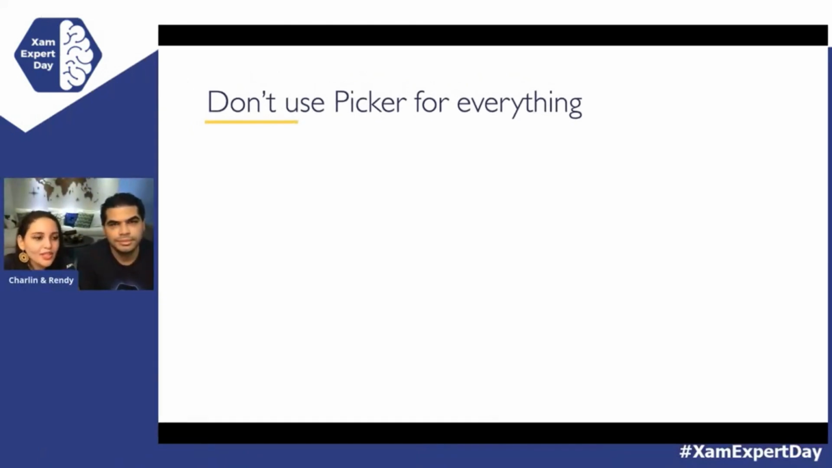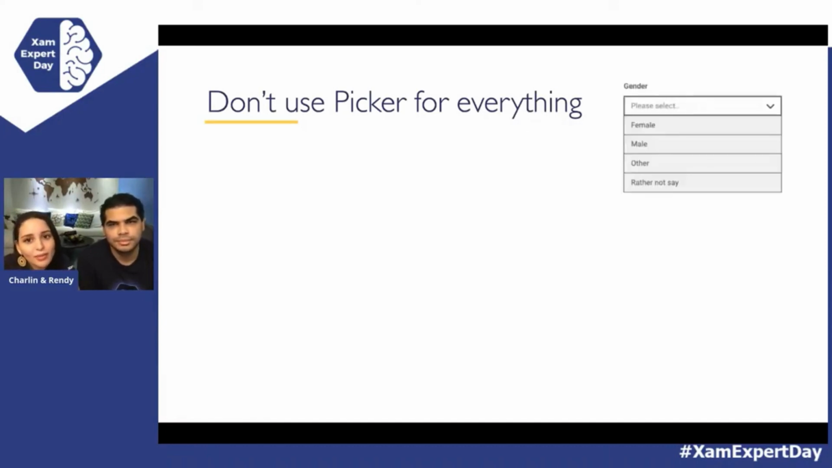Also, don't use picker for everything. We love pickers. I think this is one of the most useful controls that Xamarin Forms has, but picker is not for everything. For example, if you have a scenario where you need to complete a gender option, why would you use a picker for that? You have options like female, male, other, rather not to say, or probably you just want to add male or female. I don't know.